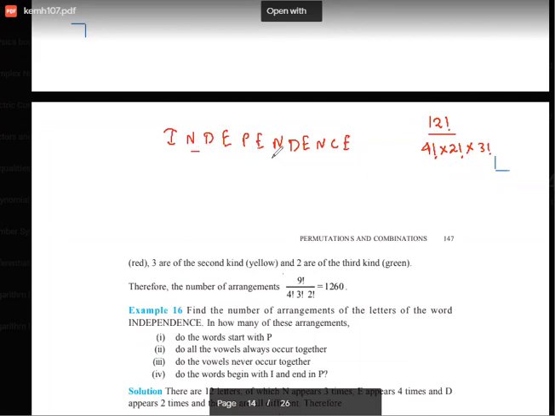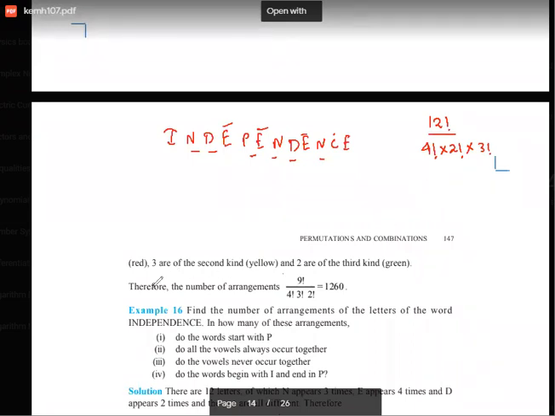See, N is 3 times. Pragna, just check. N is 3 times. P is 1 time. D is 2 times. And E is 4 times. So it is 4 factorial into 2 factorial into 3 factorial. So this is the total number of words.